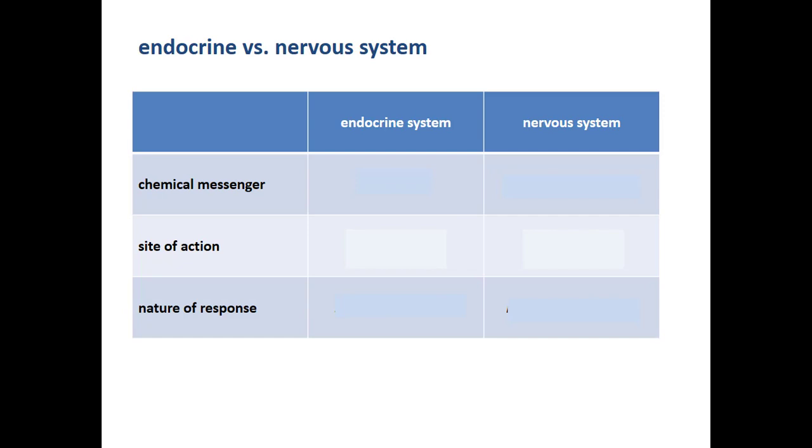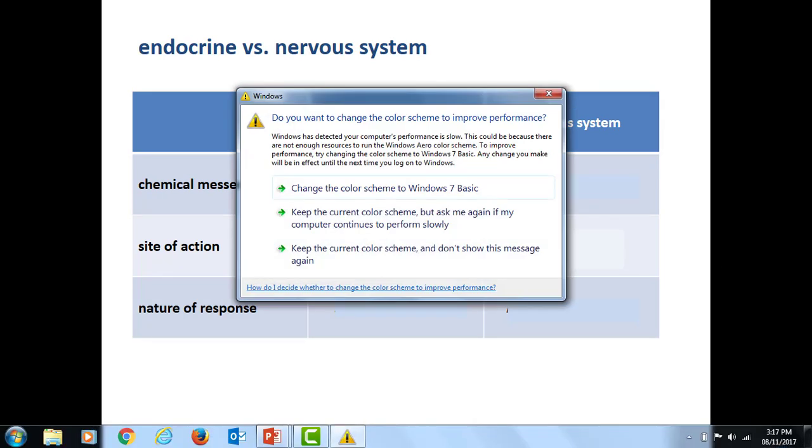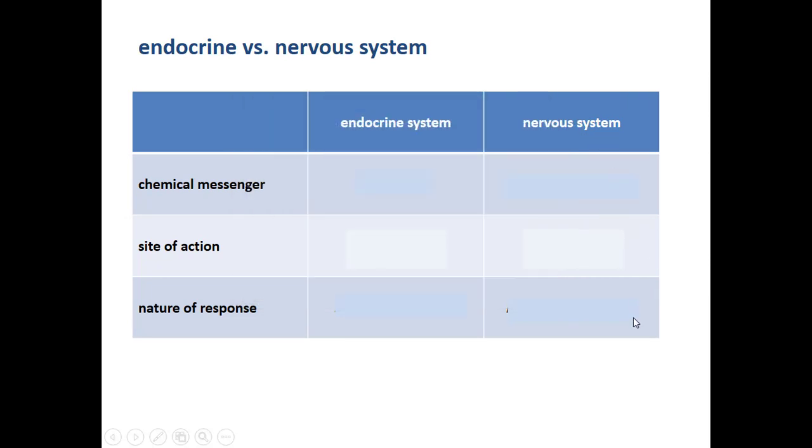So the endocrine and nervous system work very closely together to regulate homeostasis. They differ, however, in fairly fundamental ways. The endocrine system, of course, has as its chemical messenger hormones, whereas the nervous system uses neurotransmitters as chemical messengers.